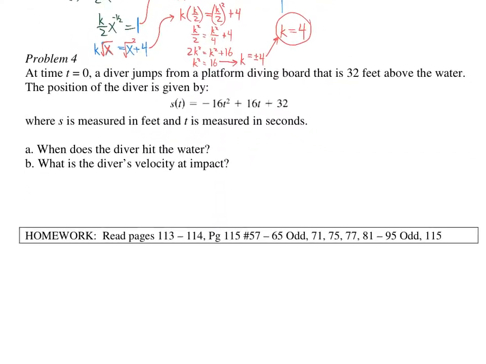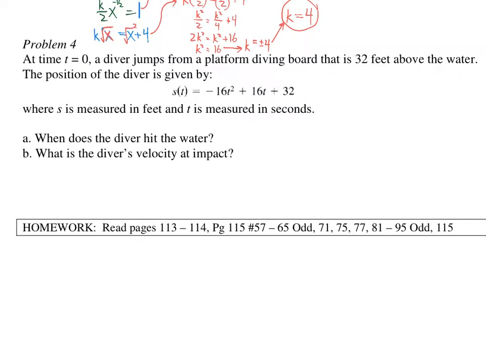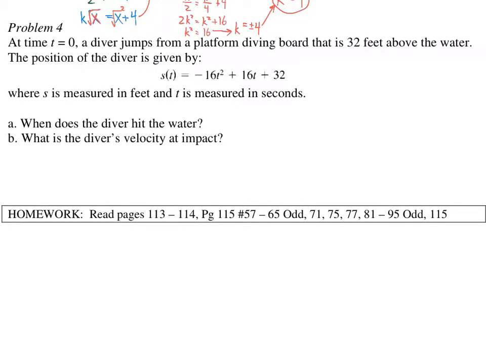Alright, we didn't get to this very last one, but it's just another application, same idea. We'll pick up there tomorrow and finish off this last one. Alright, so let's take a quick look at our last example. At time t, a diver jumps from a platform diving board that's 32 feet above the water. The position of the diver is given by s of t equals negative 16t squared plus 16t plus 32, where s is measured in feet and t is measured in seconds.